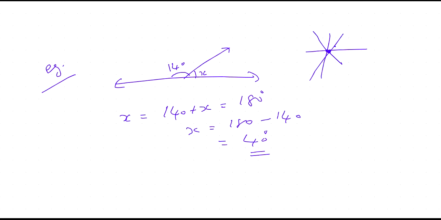But through 2 points, we can draw only one line. Remember that. Through one point, we can draw many lines.